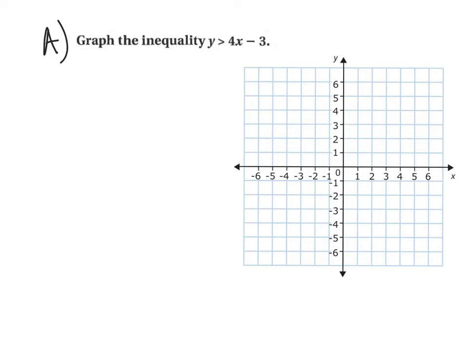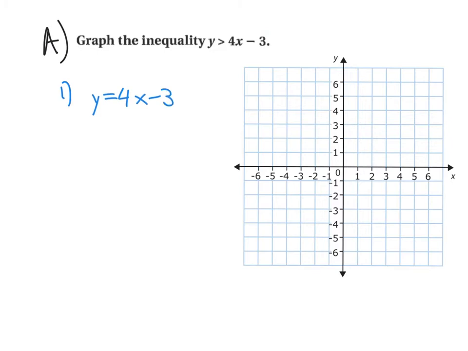All right, for example A here, we're going to graph the inequality y is greater than 4x minus 3. So normally, right, if this was y equals 4x minus 3, we would just graph that line. But here we're going to have to do a little bit more. But the way we start is we graph the boundary line. So we graph this just like if we were going to graph y equals 4x minus 3, right?